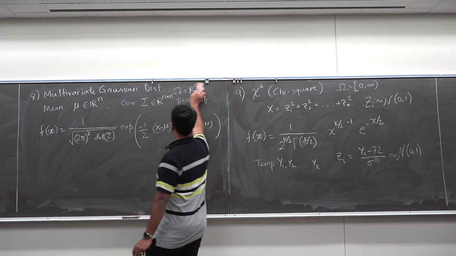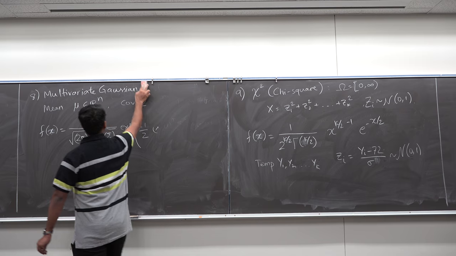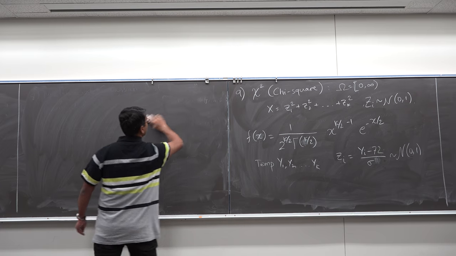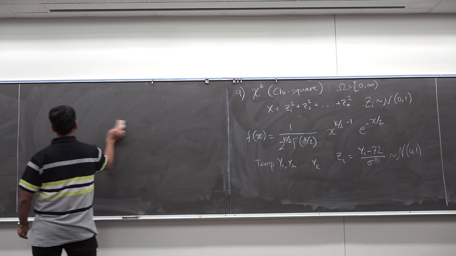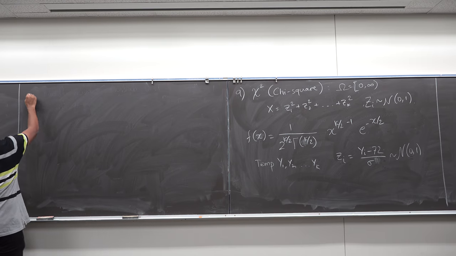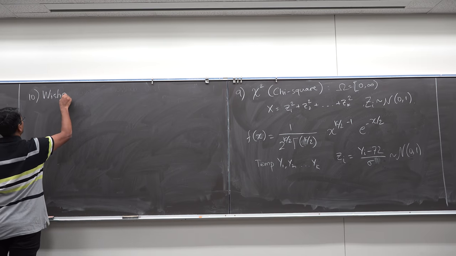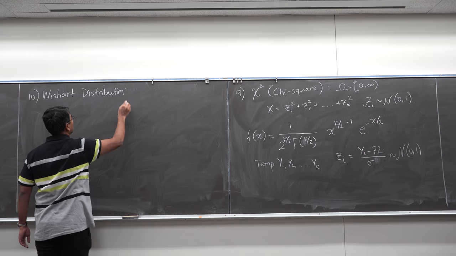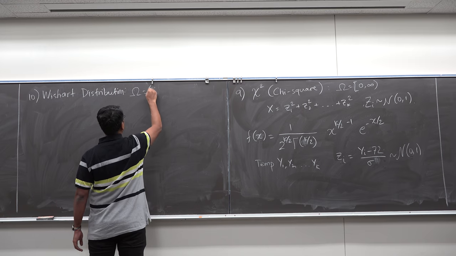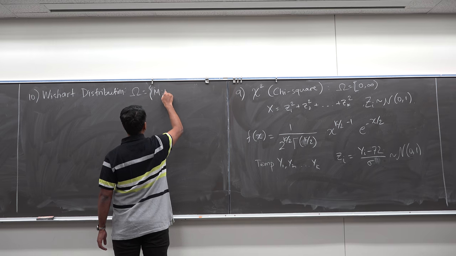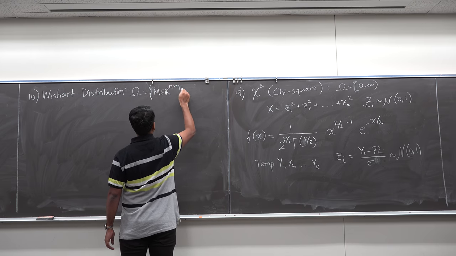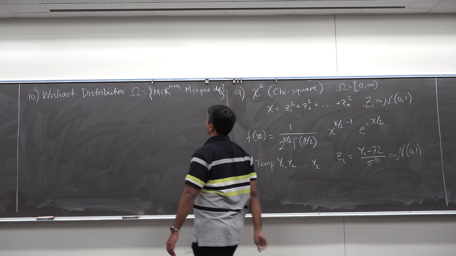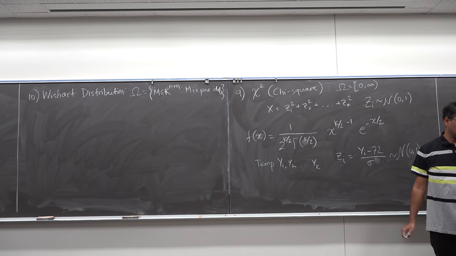And then the last distribution I want to talk about is the Wishart distribution, which is a generalization of the chi-square distribution. Here, omega is the set of all positive definite matrices. That's what omega is.